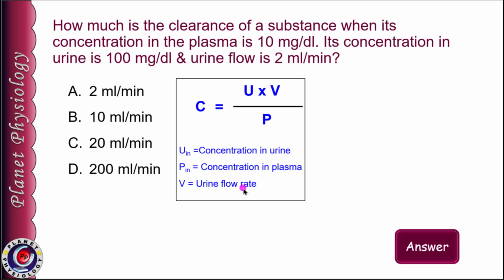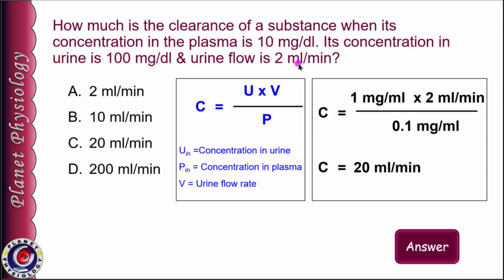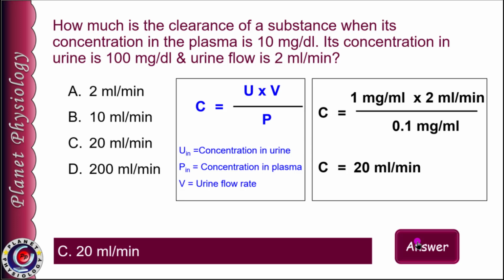While calculating, pay attention to match the units. Plasma and urine concentrations are expressed in deciliter while urine flow rate is given in ml. So first convert all the values in milliliters. You know the relation 1 deciliter equals 100 milliliters. So change the unit properly, substitute the values and we get the answer. Clearance is 20 ml per minute.